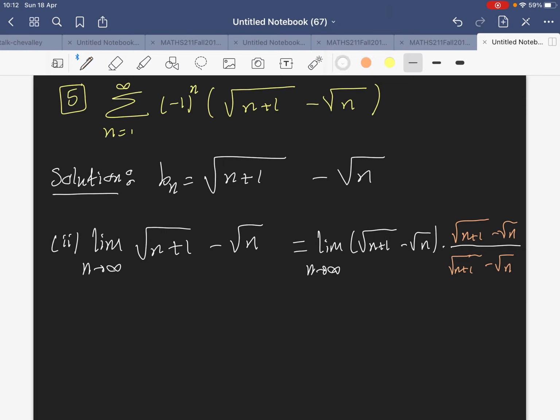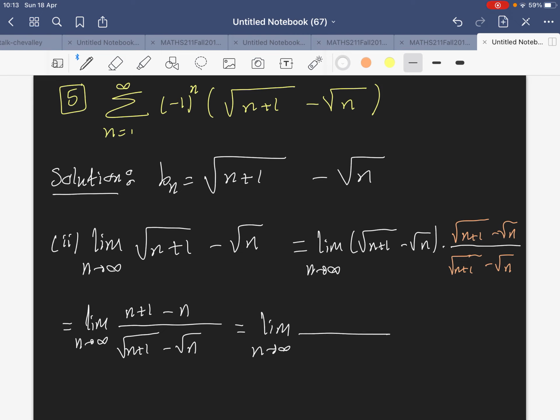Now, if you multiply by the conjugate, let's see what we will get. First with the first, it will be n plus 1 minus n, and then this one, which is just 1 over this one. Now, if we do direct substitution, we will not be able to find the answer. It will be the same as before. So the conjugate was not a good idea after all.